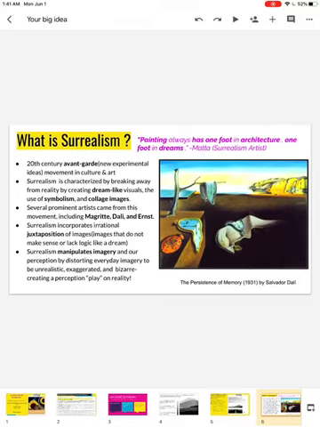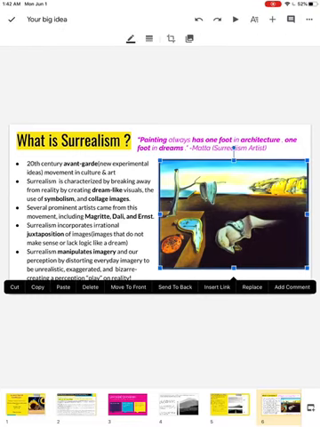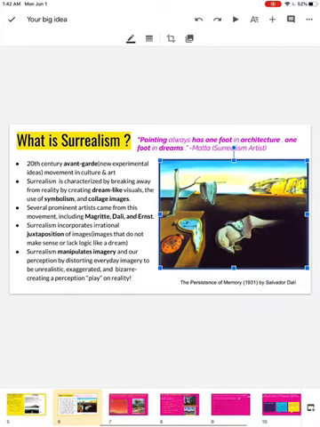Surrealism also manipulates imagery and our perception by distorting everyday imagery that we see, such as the clocks in this Dali painting, and distorting it, making it unrealistic, exaggerated, and it ultimately creates a perceptual play on reality. So surrealism uses imagery that we see every single day and distorts it. This is how it creates a perceptual effect.